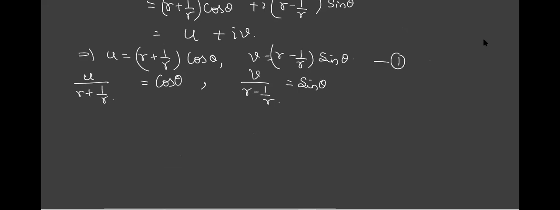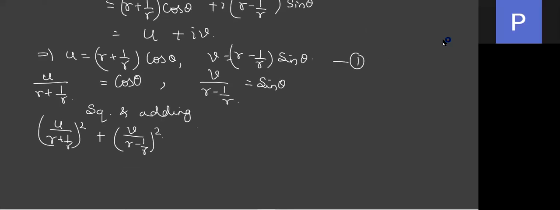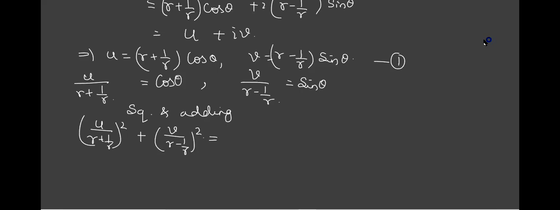For this set of relations, let us apply the concept of squaring and adding. Square the LHS and RHS separately first, and then add. If I square this LHS part, it is u upon r plus 1 by r, the whole square. And squaring the LHS of the other, v upon r minus 1 by r, the whole square. After squaring, we add. Similarly, the RHS parts squared become cos square and sin square, and we add them.